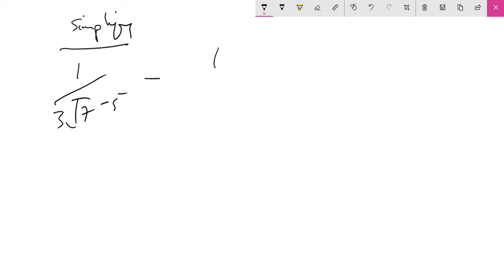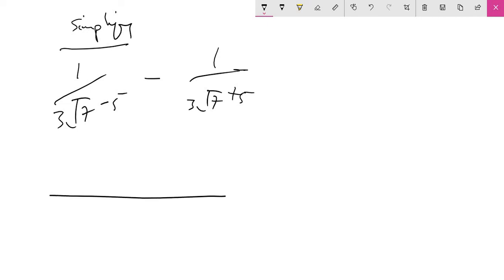So we have to simplify 1 divided by 3 root 7 minus 5, minus 1 divided by 3 root 7 plus 5. To do this well, you can decide to rationalize them first, or you can find the LCM, which basically does the rationalization in a way. Okay, so let's do the LCM part.